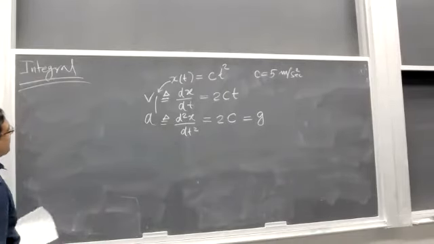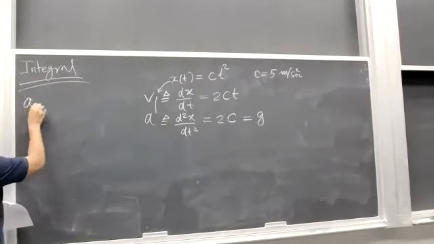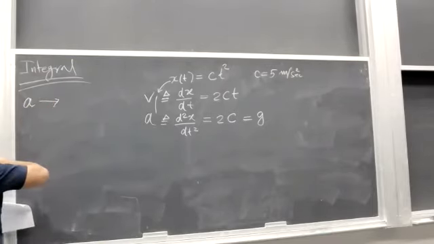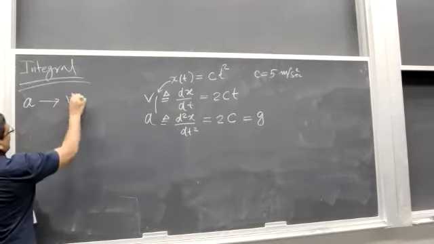Now, if we have the reverse situation, let's say we know the acceleration, and we want to find out speed. Excuse me, sir. Sir, why did we do the double differentiation? Like, why did we find the second derivative?